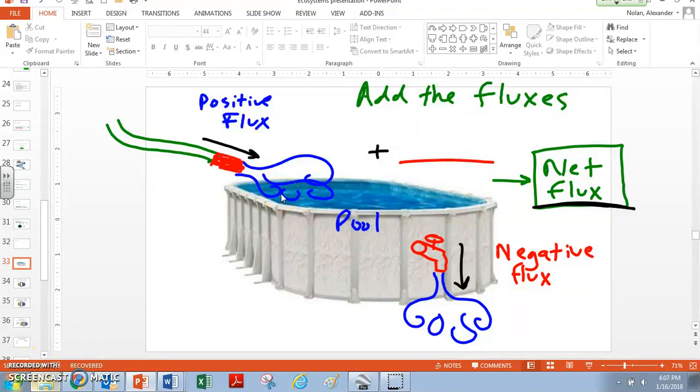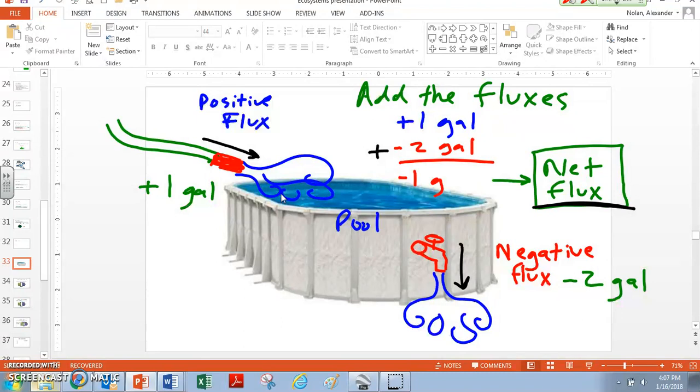Okay, so if we take the opposite example, and suppose that we are only adding 1 gallon of water over here, maybe per minute or per second, and our spigot is open at full tilt, and we're losing 2 gallons. So if we take our positive, plus 1 gallon, and add our negative, plus negative 2 gallons, that means we're in the red. We're going to have negative 1 gallon.